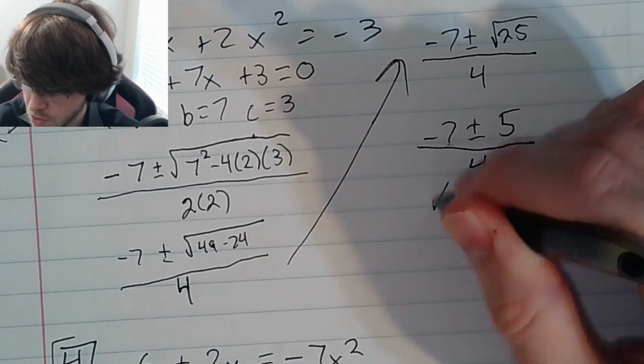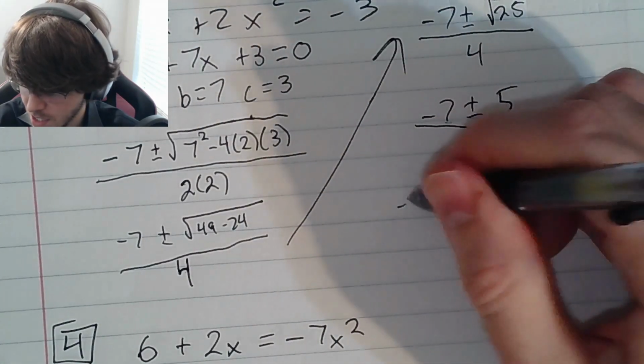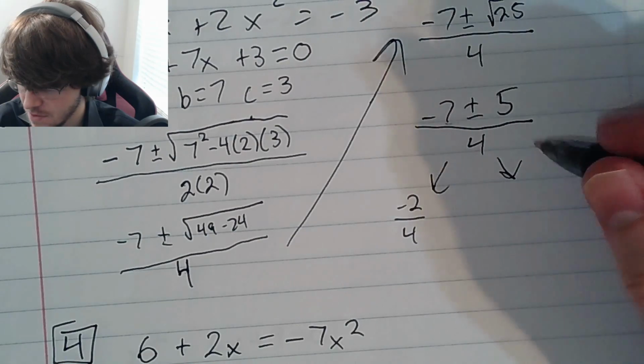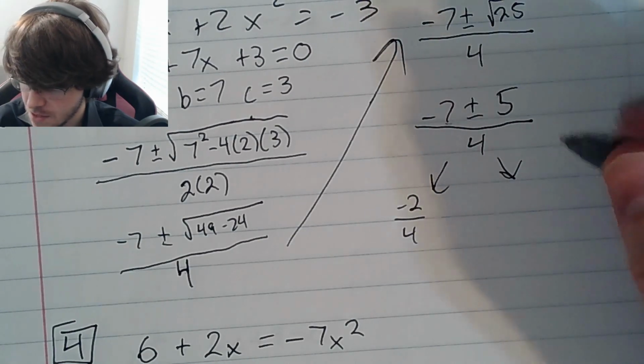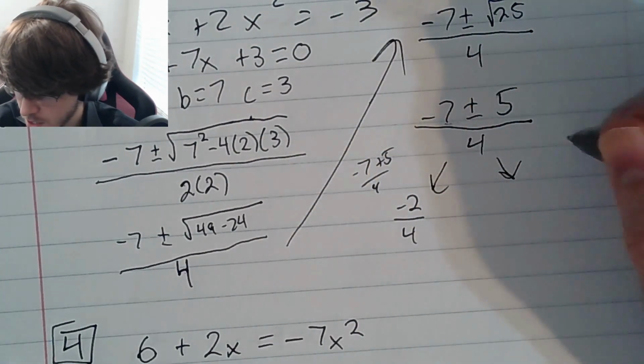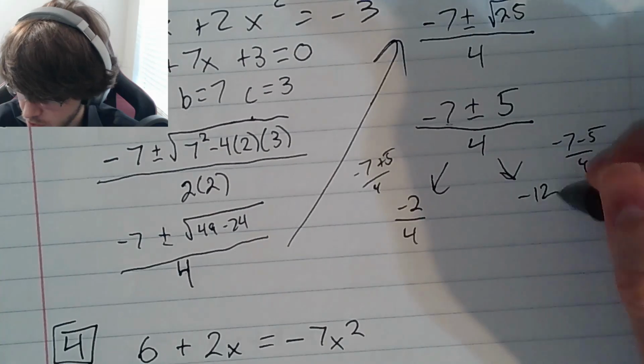And now we have two separate problems here. Negative 7 plus 5 is negative 2 divided by 4. Negative 7 minus 5. So this is the negative 7 plus 5 divided by 4, sorry. This is going to be the negative 7 minus 5 divided by 4. That's going to be negative 12 divided by 4.